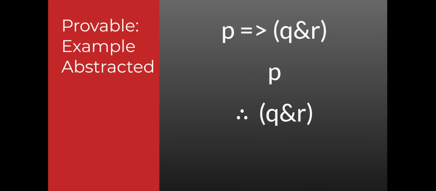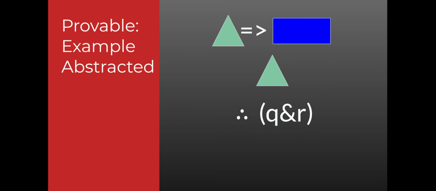Another example: we have P implies Q and R, and we also assume P, and we conclude Q and R. We start to see a pattern where P corresponds to anything. A triangle is sort of what we put there to abstract things. The right-hand side of the implication operator also can be replaced. And so this sort of corresponds to a rule.